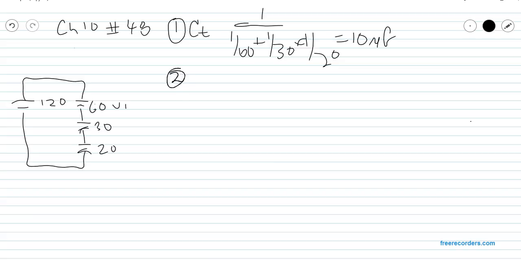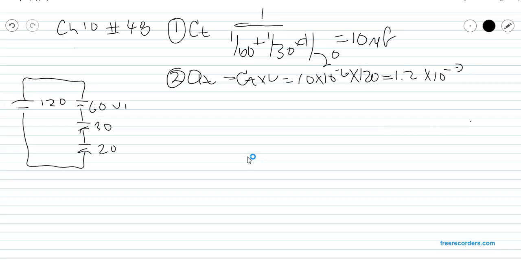Next step, we want to find our Q total, or total charge for the system, which is equal to your total capacitance multiplied by your voltage, which is 10 times 10 to the minus 6 multiplied by 120, which gives us 1.2 millicoulombs, or 1.2 times 10 to the minus 3. That looks like a terrible 3, sorry. Let me fix this real quick. 10 to the minus 3, there we go.